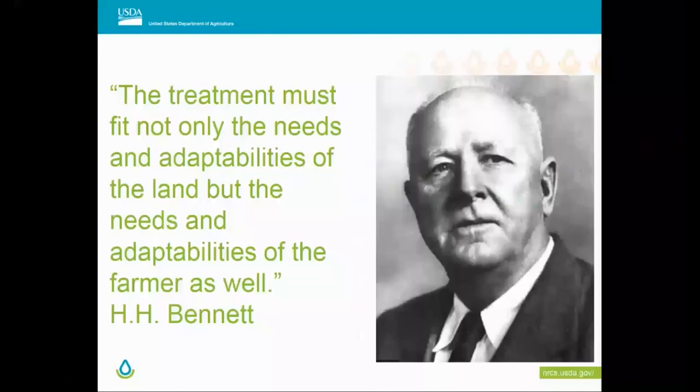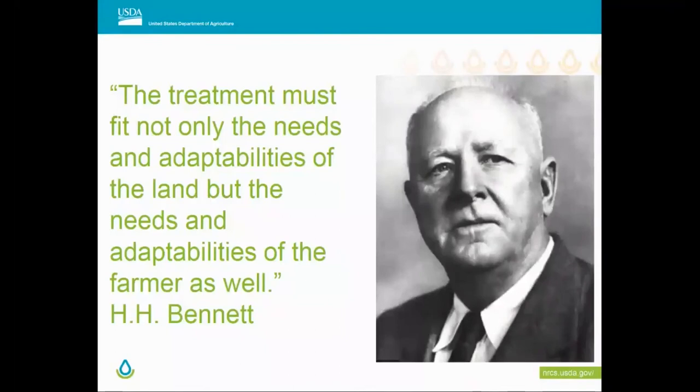So I kind of wanted to start off today with that thought in mind as I go through common practices, and you might even get the perspective from my presentation that there's one way to do it, but there really isn't. We as planners have to set a series of practices that not only address the needs of the land, but address the producer as well.